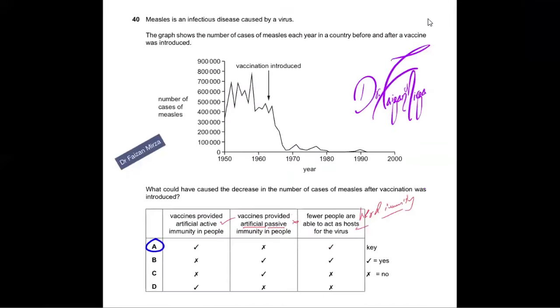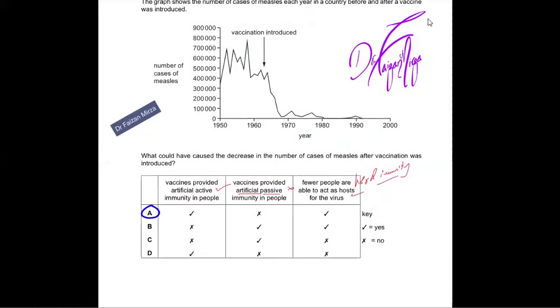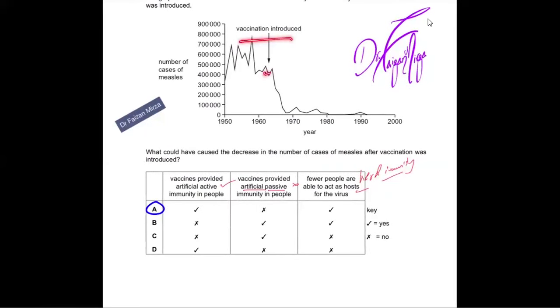Question 40. Measles facts are not in the syllabus anymore, so the question is again about generalized information of what vaccination would do. Measles is an infectious disease caused by a virus. You are given the information. The graph shows the number of cases of measles each year in the country before and after the vaccine was introduced. So you can see that once the vaccine was introduced, there's a sharp decline and the cases stayed low. In fact, the cases disappeared altogether.